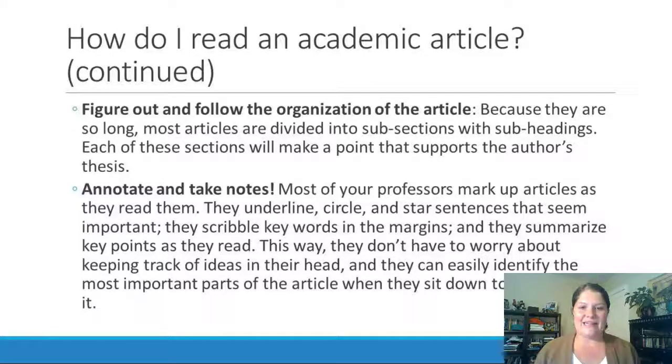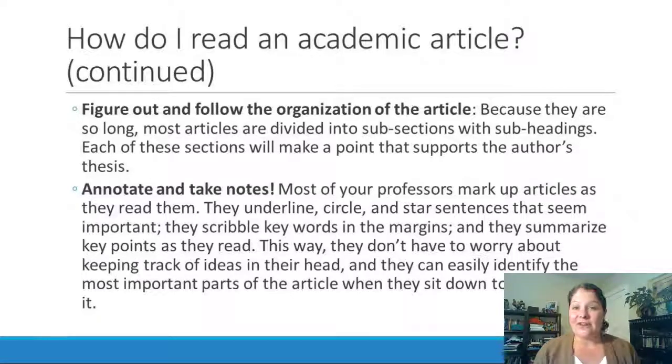And as I say here on the slide, if you're doing this, you don't have to keep track of every idea in your head. And when you sit down to write about the article later, you already have the most important parts marked, and you already have notes that will help you remember what you thought was important and what you thought they were saying.